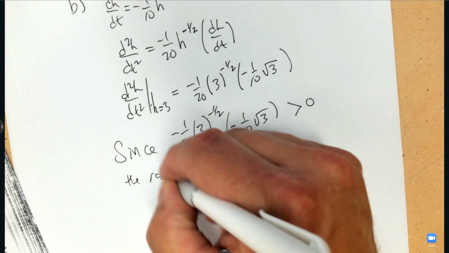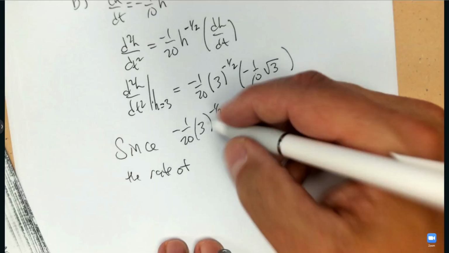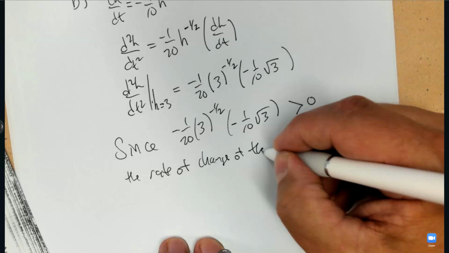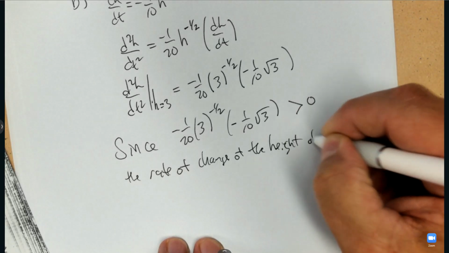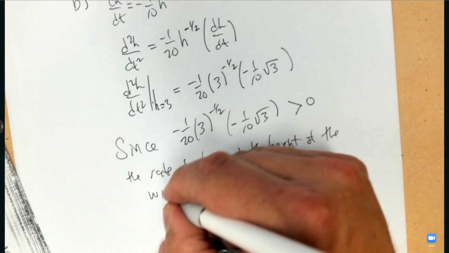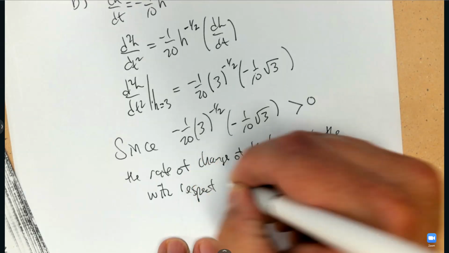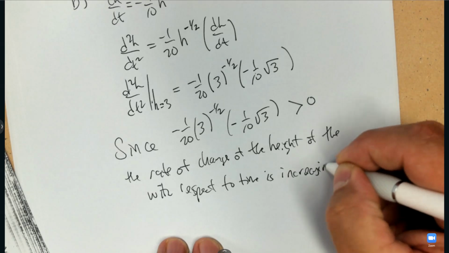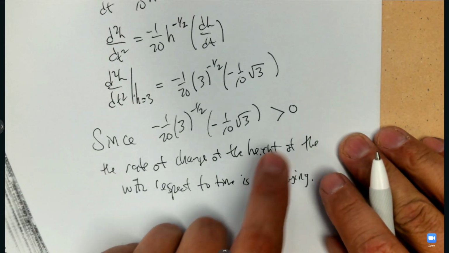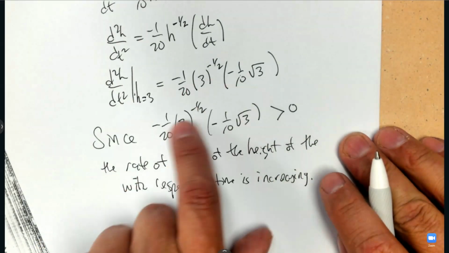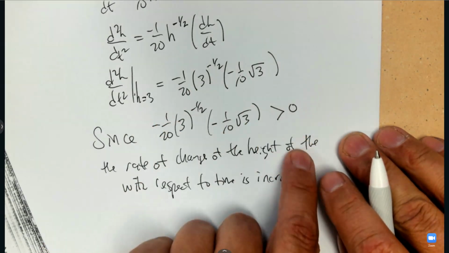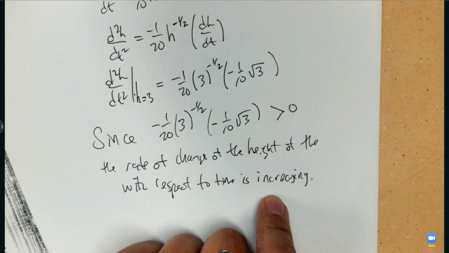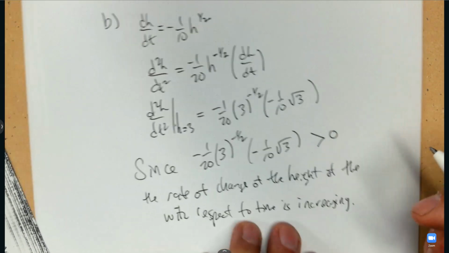the rate of, and I'm going to use the words in the question, the rate of change of the height of the water with respect to time is increasing. And we explained why it's increasing, because you could say that this value is positive or this value is greater than 0, therefore the rate is increasing. So you're asked for the rate of a rate. You have to take the derivative.